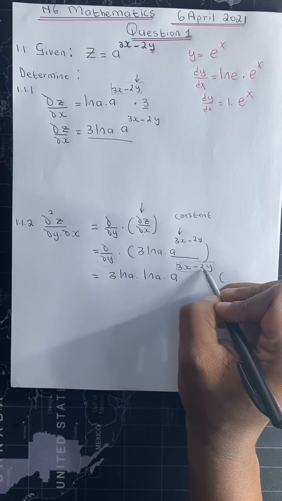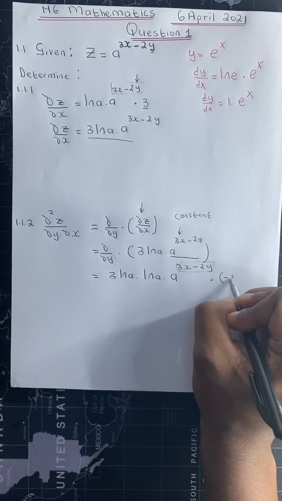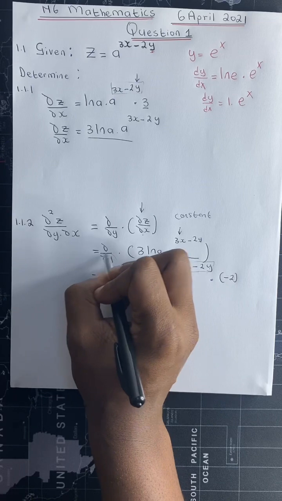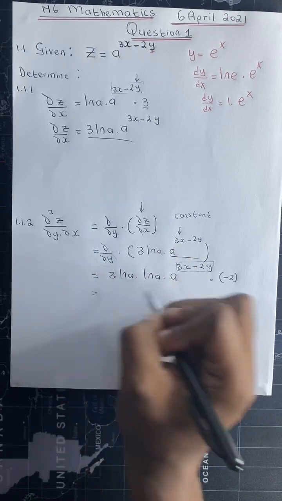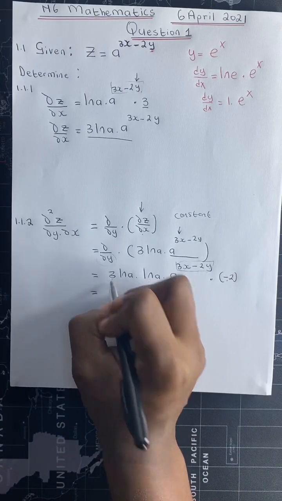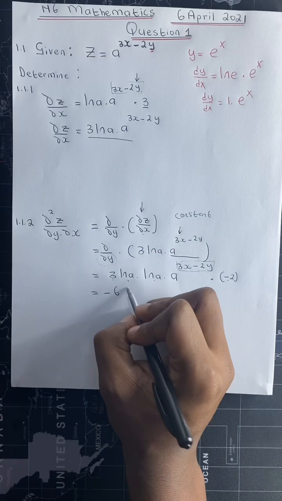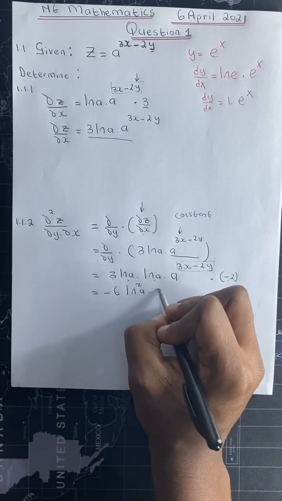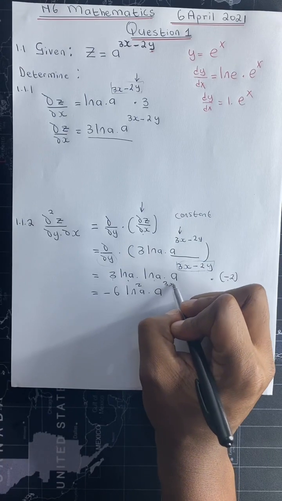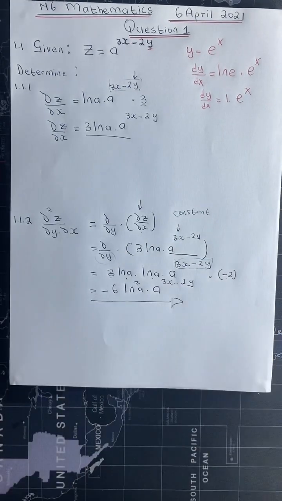And the derivative of negative 2y with respect to y is equal to negative 2, because our partial derivative has y and not x. So this negative 2 multiplied by this positive 3 will be negative 6. This ln a multiplied by that ln a will be equal to ln squared a multiplied by a to the power 3x minus 2y. So this will be our answer for question 1.1.2.